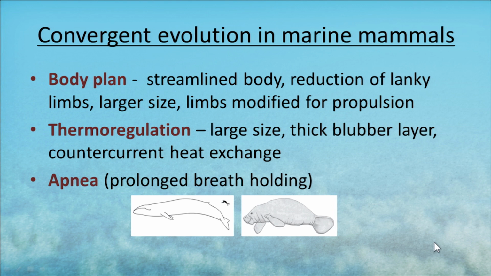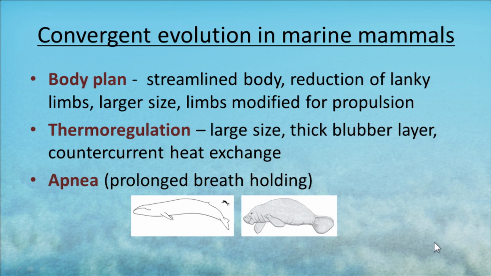We already talked about in an earlier lecture how being large is advantageous in that cold environment. So as a rule, pretty much marine mammals tend to be larger than terrestrial counterparts. And of course, they all have limbs that are modified for propulsion. Although they may not have the exact same limb, you can see here in the bottom picture, the whale and the manatee tend to have the same hind flipper shape despite having evolved independently.